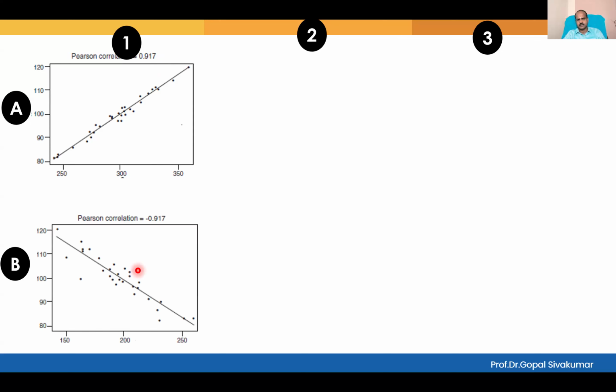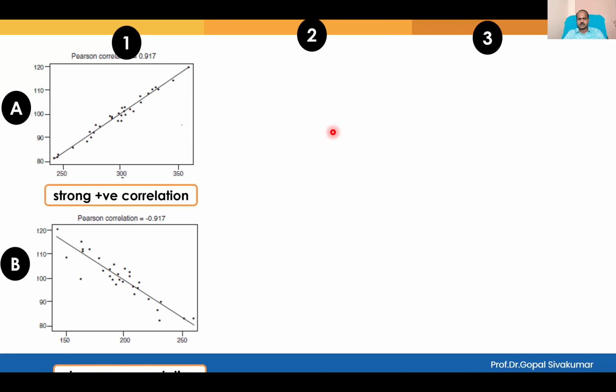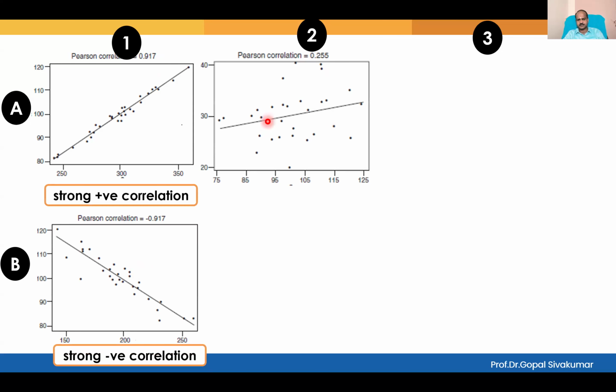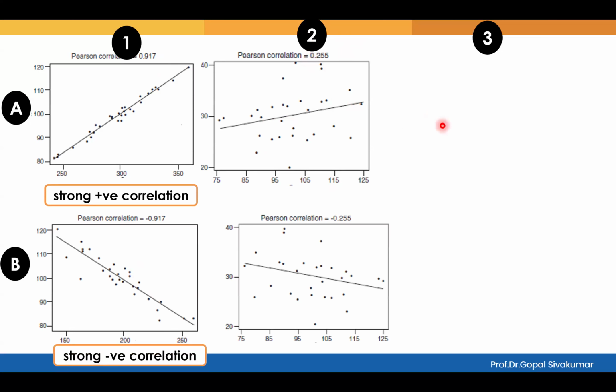And this one is strong negative. Strong positive, strong negative. And this one, moderate. Look at the R here, positive. Look at the R here, 0.255. That means weak positive. And this one is weak negative.